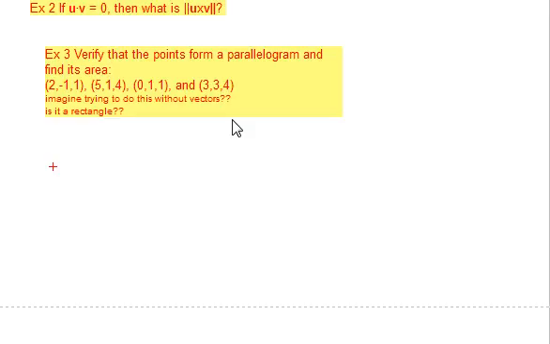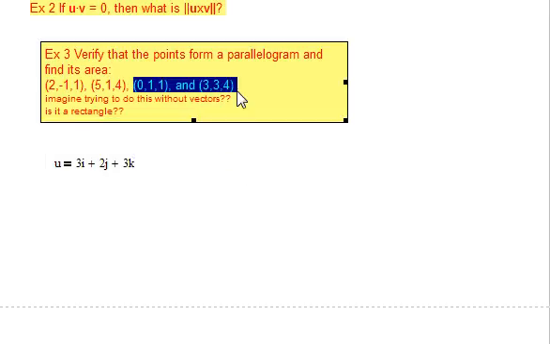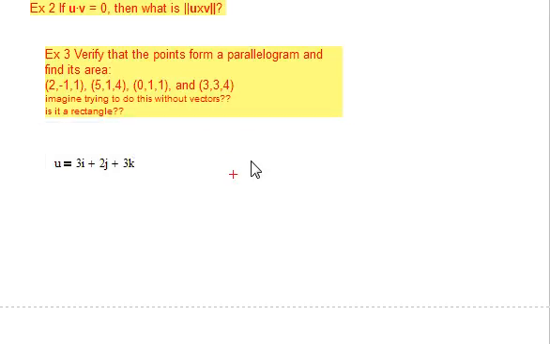Vector u is 5 minus 2, so 3i, plus 1 minus negative 1, so plus 2j. And then plus 4 minus 1, so plus 3k. Okay, now vector u1, which would be parallel to that, hopefully you get the same thing. Let's see if we do.